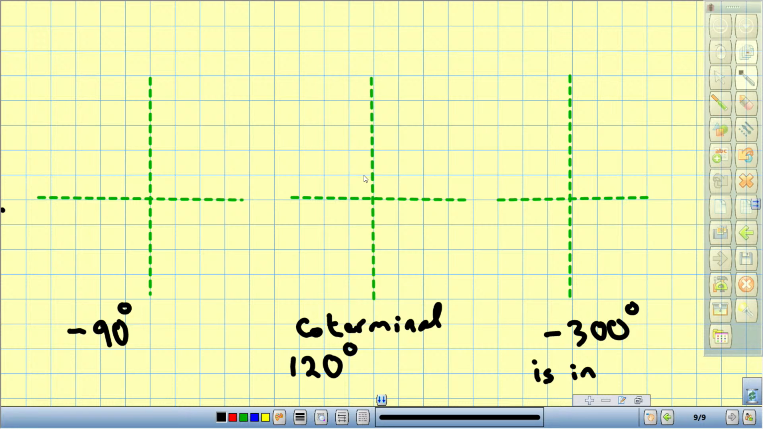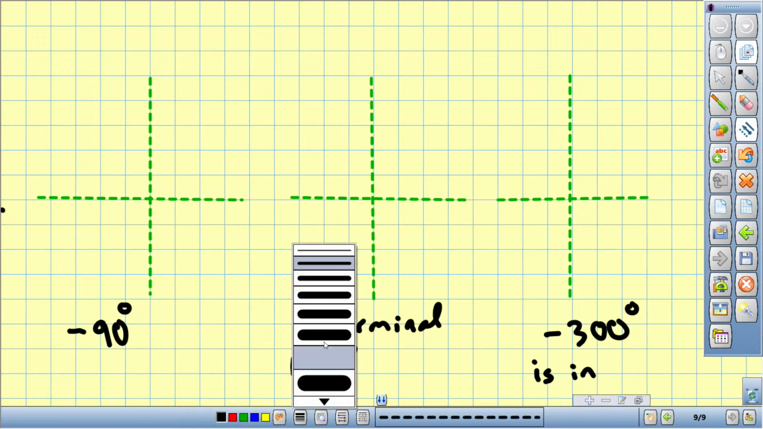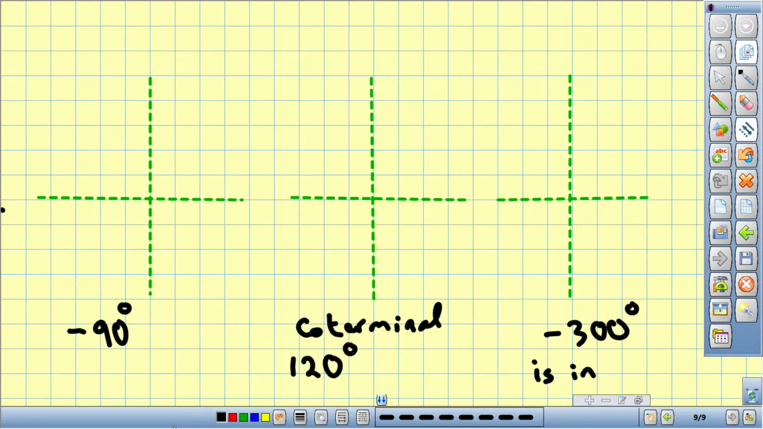Okay, let's take a look at the notebook. Awesome, guys. What do you think I start with? What's the black line that I always start with when I graph?